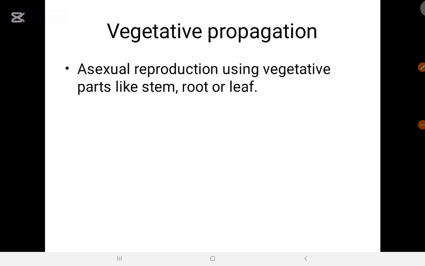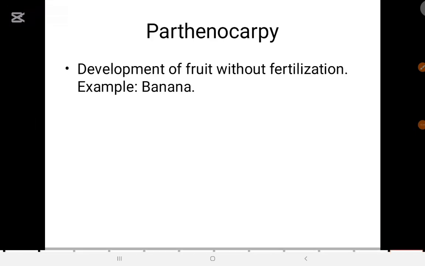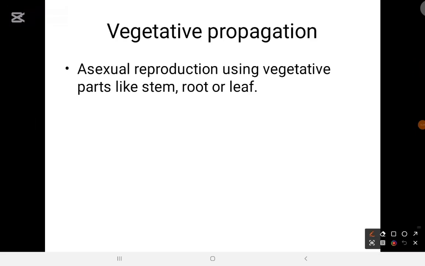Now we have vegetative propagation. It's just asexual reproduction using vegetative parts of the plant, like the stem, such as we see in cassava. In cassava, you can easily just take any part of the cassava plant, break it, and insert it into the ground, and it begins to grow. So that is vegetative propagation.